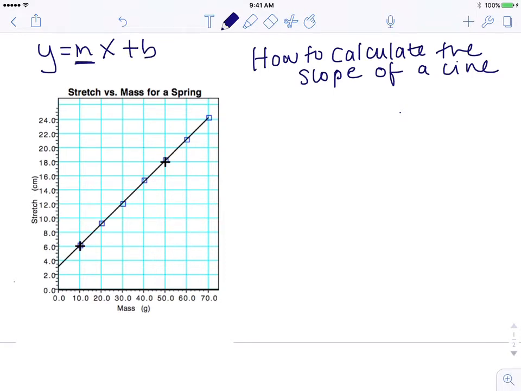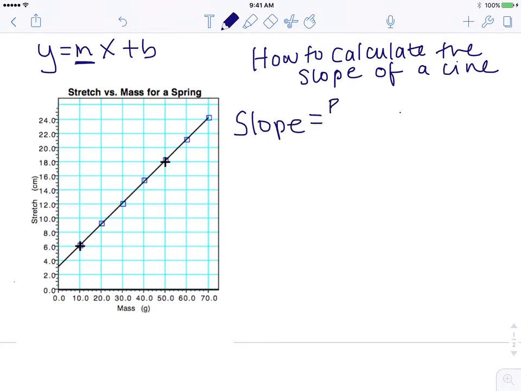So when we calculate the slope with our values from the line, that value that was calculated is going to go under the m. And whenever we're doing our slope, we can't forget to include our units. So I'll mention that again at the end of this calculation.